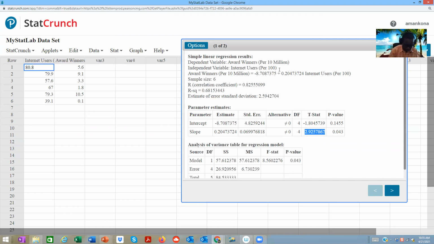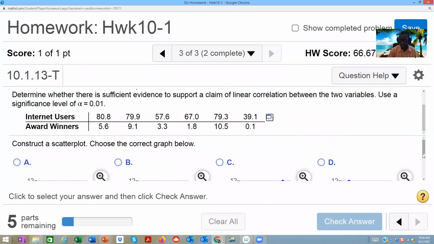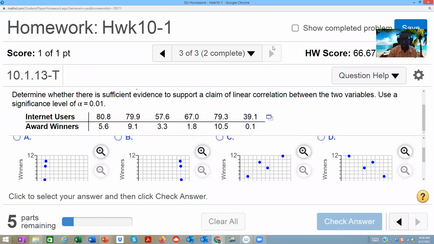If you want to know the equation, the y-intercept is negative 8.7087, and then the slope is 0.2047. We're going to round it to some decimal place, but I wanted to make sure I have that. So the test statistic is that, and the p-value is this one right here. The scatter plot is this. So let's go back, making sure that you're seeing that. Okay, good. Now you have the scatter plot.